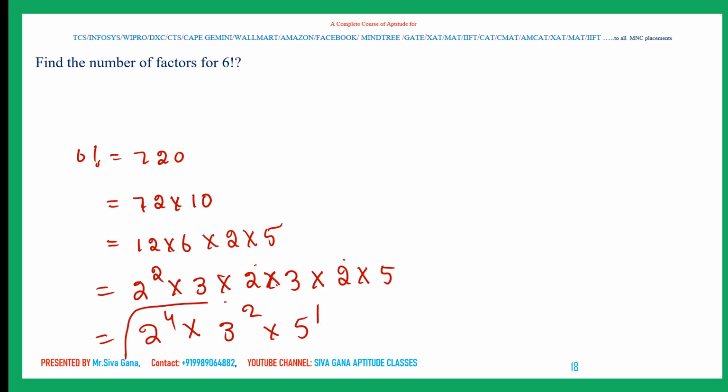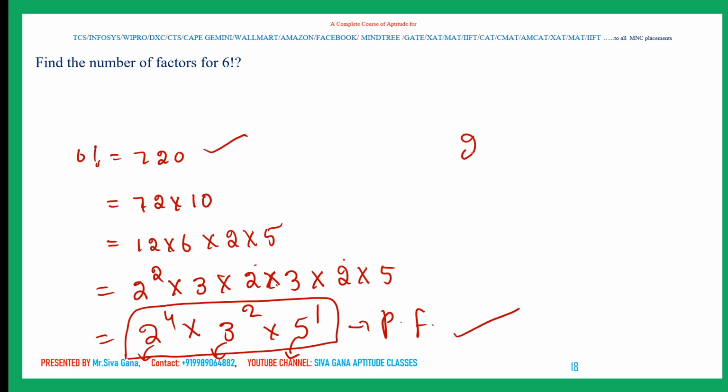This is nothing but the prime factorization of the given number. Prime factorization means the bases should be prime. Those bases are called prime bases. Write the given number in terms of prime factorization, where the bases should be prime. For example, 2 power 4 here, 3 square here, 5 power 1.